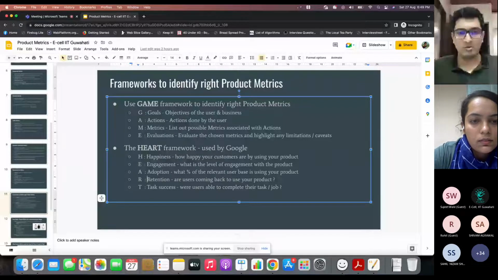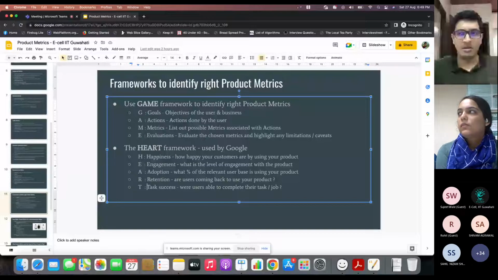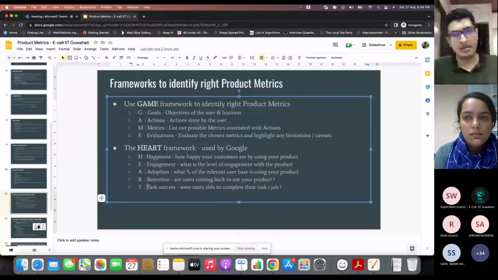Then task success. This is your transaction metric, where they are able to complete their task or not. This is typically your buying transaction conversion rate. So this is how you identify related metrics that you should track for your product. It's a very good framework.